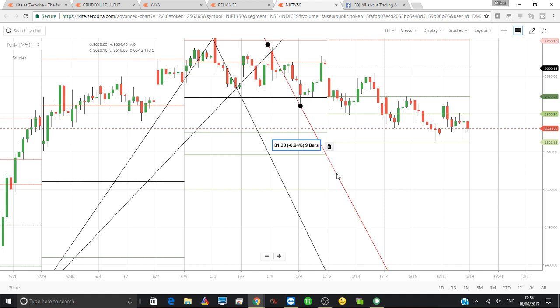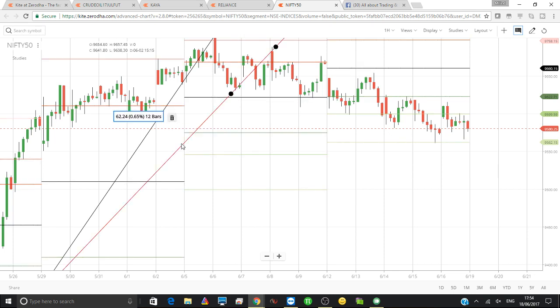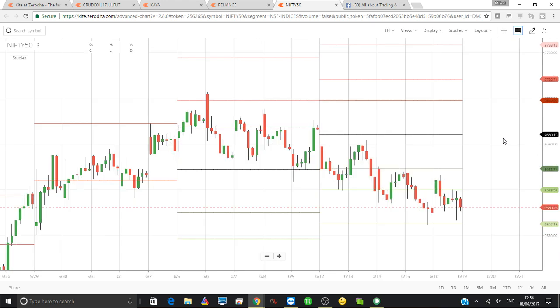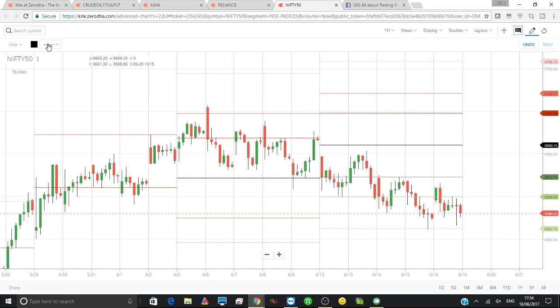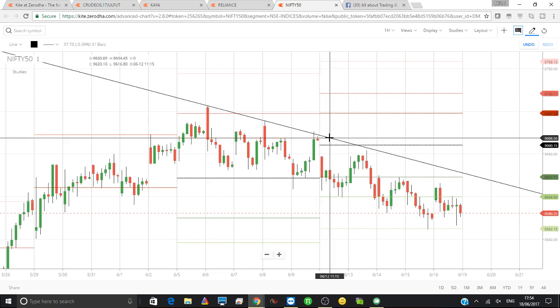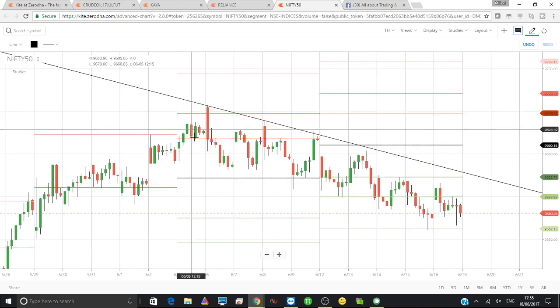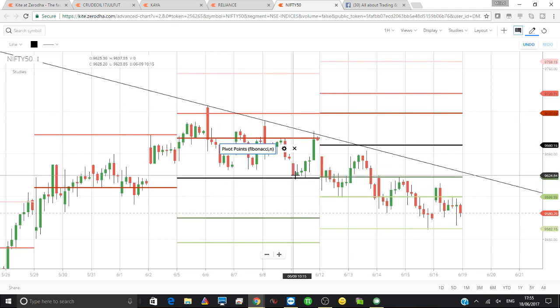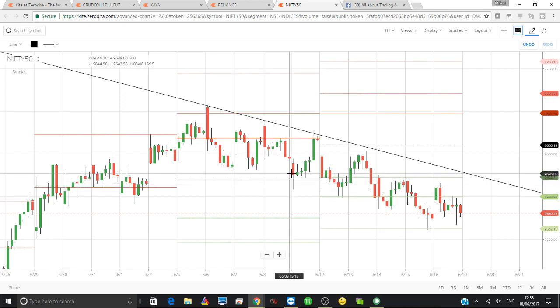Okay, so let me just quickly remove these lines. So here, since now I have seen a new trend line emerge, I would first draw that trend line. Before that, of course, the trend line was going up and you had a break of that trend line. So now I draw a trend line from here. Another thing that I observe is on this day, although it tested the PP line, it closed above the PP line.